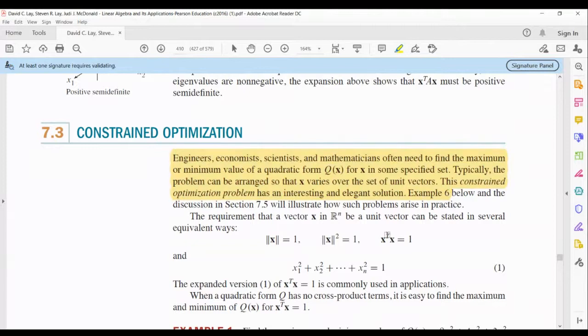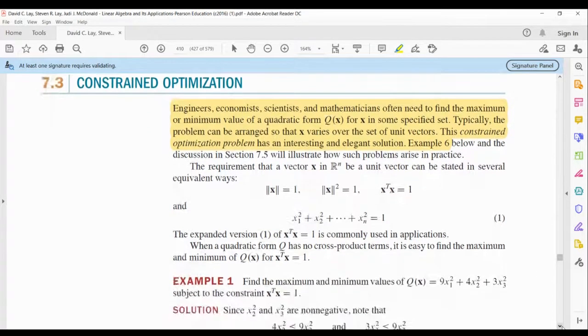So engineers, economists, scientists, and mathematicians often need to find the maximum or minimum value of a quadratic form in some specified set. Typically, the problem can be arranged so that x varies over a set of unit vectors, and this constrained optimization problem has an interesting and elegant solution. Okay, and then there's an example 6 that they'll talk about that is a very interesting problem.